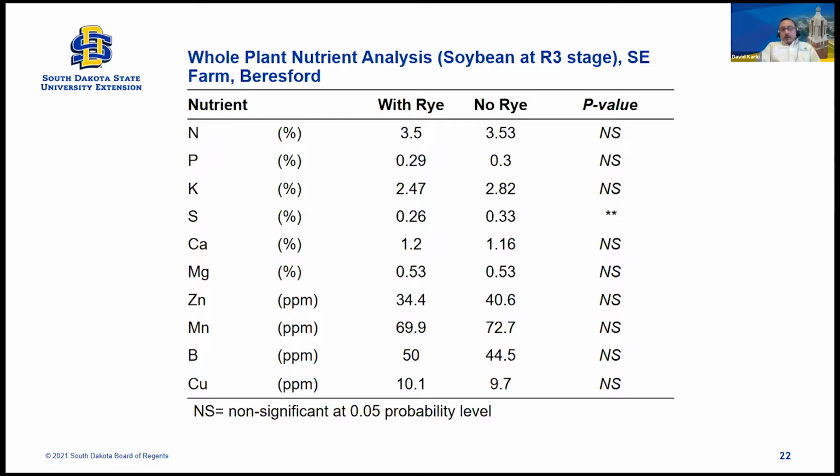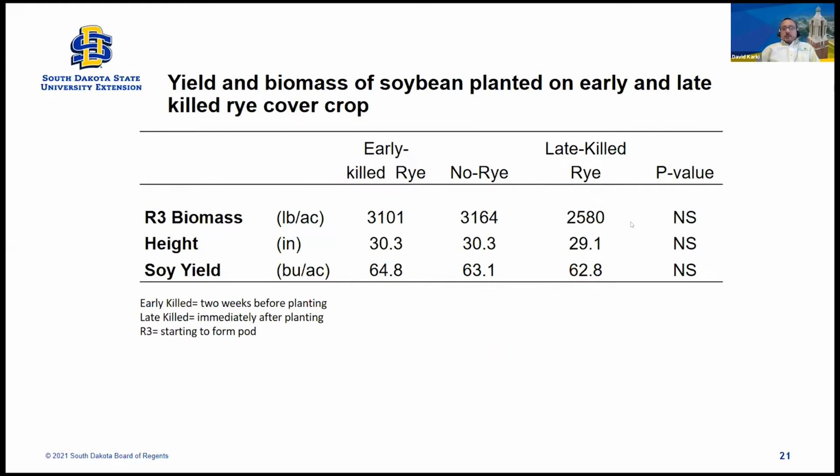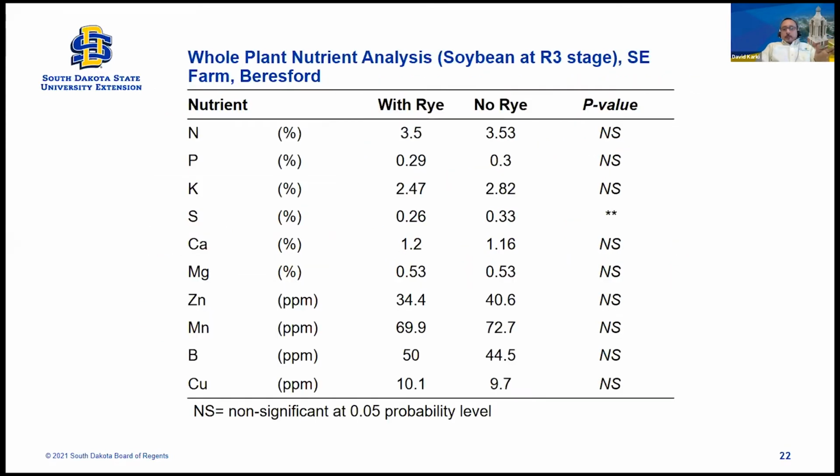But I'm going to go back to the slide prior to this. If you look at the soybean yield, no rye, early killed rye and late killed rye, the actual grain yield, or seed yield, isn't that different. So there is some deficiency in sulfur, but at the same time, it didn't show in the yield. So this is something to think about. It's not alarming, but something to think about. Look at your soil test results a little more carefully, especially sulfur.